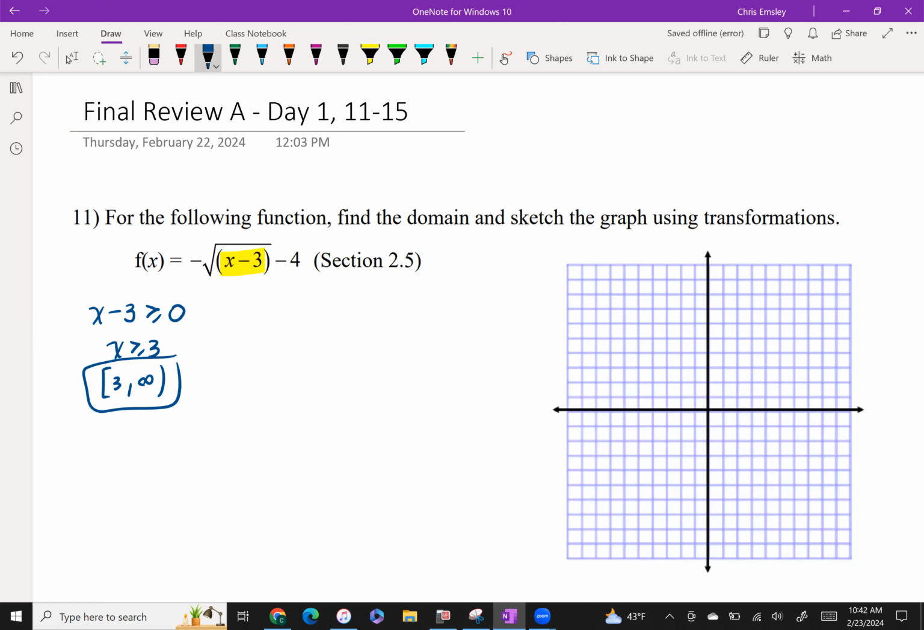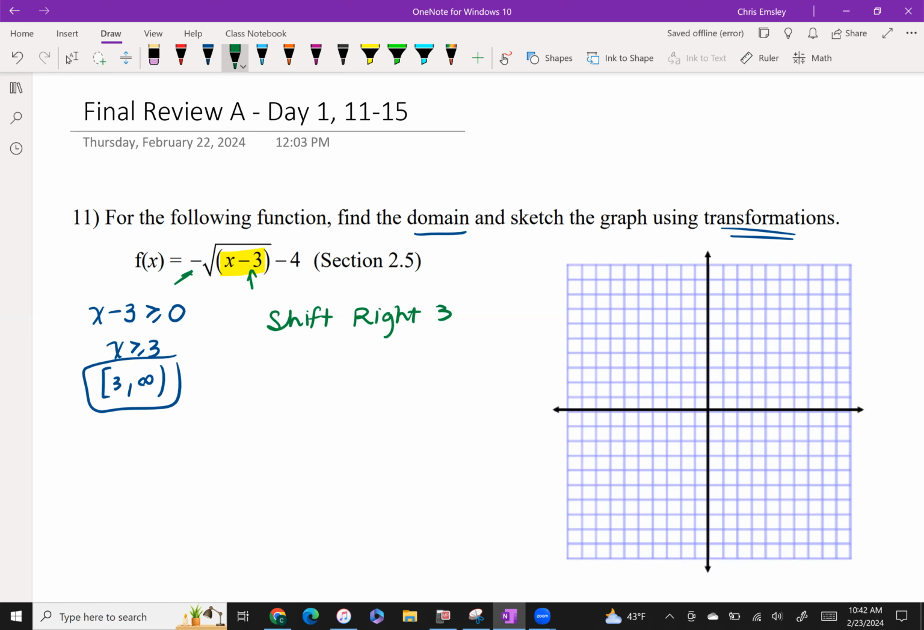So that was the domain. Now sketch the graph using transformations. So let's talk about the transformations. We have three things happening here. This minus 3 is in the radical, so that is a horizontal transformation. That's going to be specifically a shift to the right by 3. This negative sign is out front. It's not under the radical, so it is a vertical transformation.